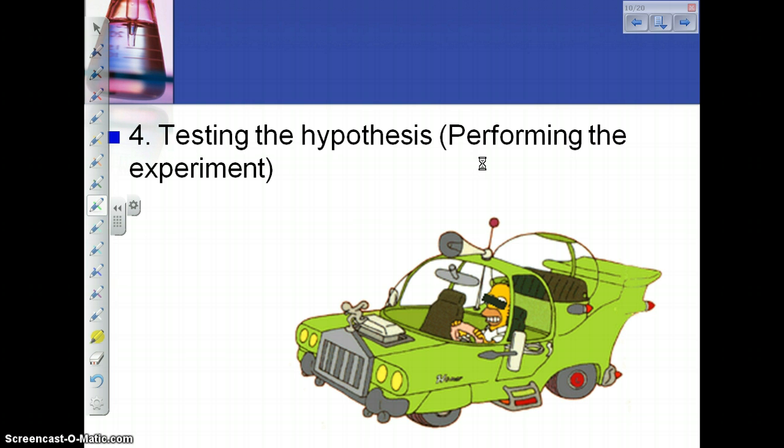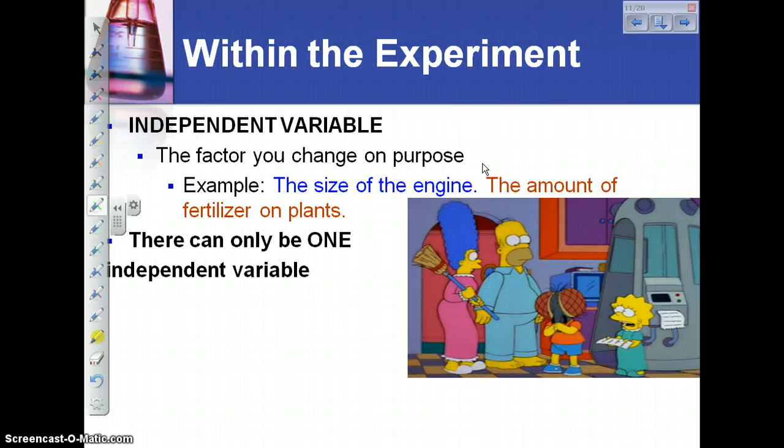After we form the hypothesis, we need to actually test the hypothesis, and this is where the experiment comes into play. The biggest portion of your scientific method, or the way that a scientist thinks, or the inquiry process, is going to be the experiment itself. Within an experiment, you are essentially setting up two different groups that are going to be exposed to the same process. There is only one difference between those two groups, and that's what we call the independent variable. It's going to be the factor that you change on purpose.